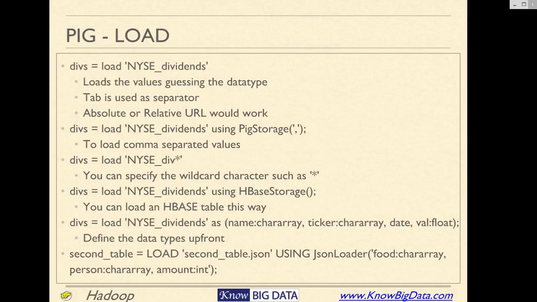Also, if you know that your data is in JSON format, you can specify that also. It's saying load second table.json using JsonLoader, right? So if the data is in JSON format and you say using JsonLoader, you specify the key and the data type. In that way, you can also easily load JSON files. So you can load JSON files, you can load CSV files, you can load tab separated files, and so on.